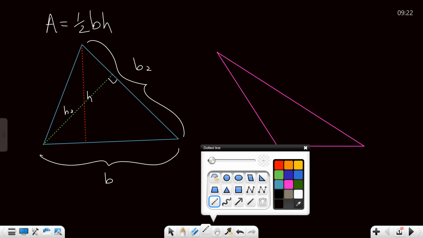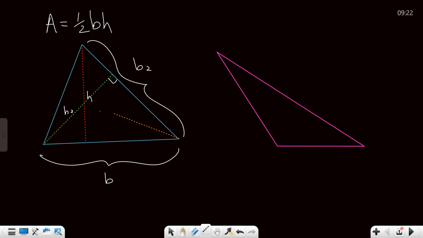I can also do it the third way by doing this. Now we've got H3 and B3.